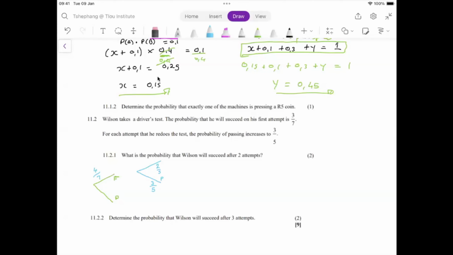Okay, this is failure, remember? Now, they said 2 attempts. He will succeed after 2 attempts. So this is the first, second, right? So we need him to succeed where? That he will succeed here. So this will be failure and this will be pass. Now, this is still how much? 3/5. Okay, now this is the branch that we need to follow. Failure, failure, followed by a pass.